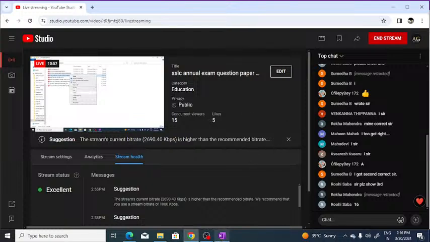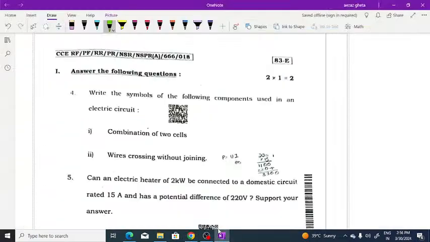Third one, D option. Beta, D option. Sumedhu got second one correct.